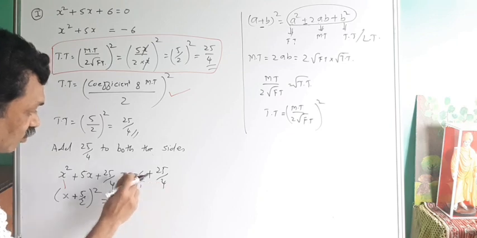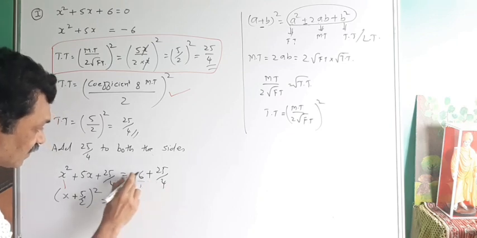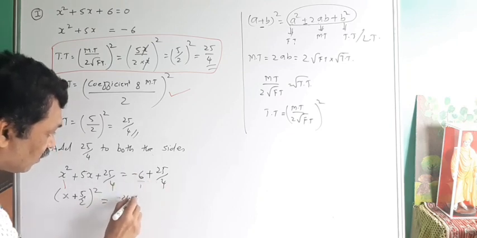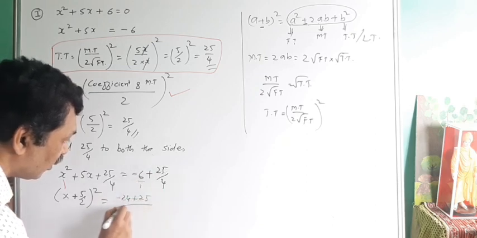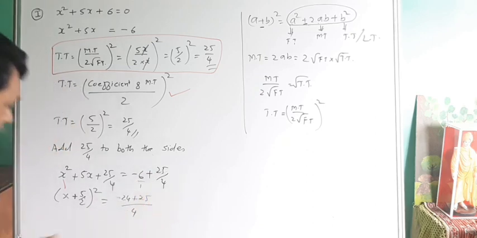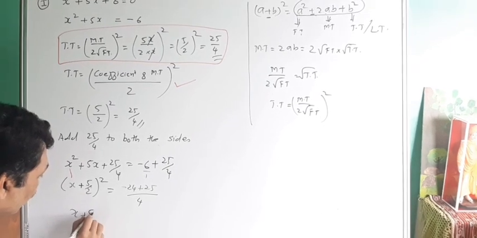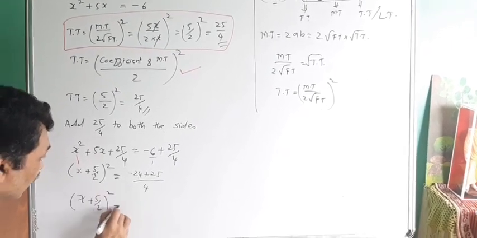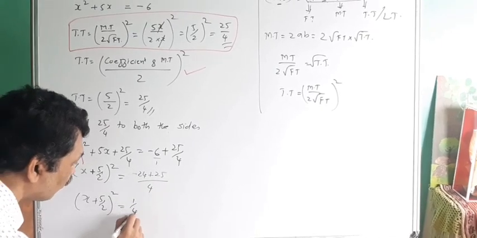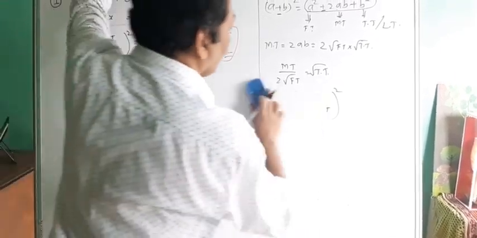This we have to simplify by cross multiplication. This gives us minus 6 into 4, which is minus 24, plus 1 into 25, which is 25, upon 4 into 1, which is 4. So this will give us (x plus 5 upon 2) the whole square is equal to 1 upon 4. Okay, so I'll continue.